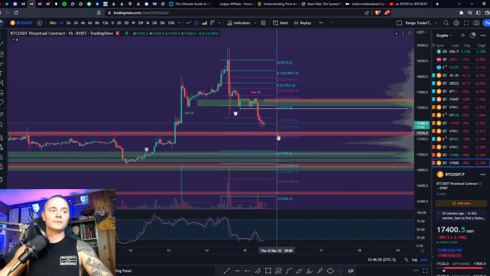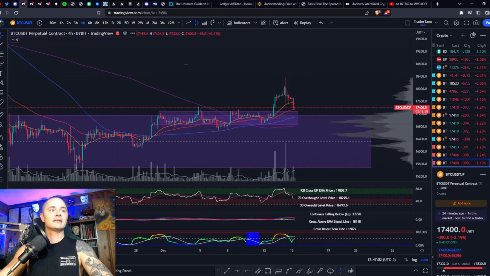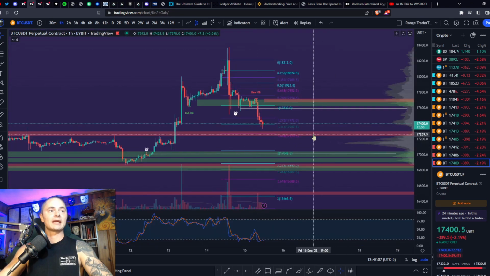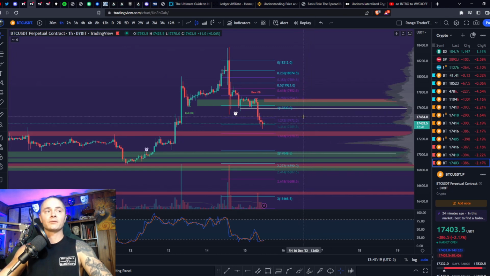So we could get a little farther of a drop, probably at least get a bounce from the top of this range and the 1.618 and this order block right here. I would expect some support there. I know there's going to be people longing there, trying to trade that, thinking this is a retest of the range, which it very well could be.